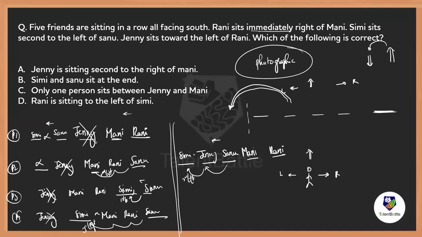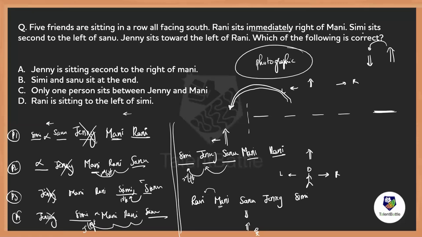Now, is this arrangement the correct one? No, these people are facing the same direction as you. So when I reverse it, everybody, the reverse will be Ravi over here, Money over here, Sanu over here, Jenny over here, and then Simi over here. So these people are now facing you, right, everybody? Now, if you observe, Rani sits immediate right of Money. Rani is sitting immediate right because Money's right will be this side now.